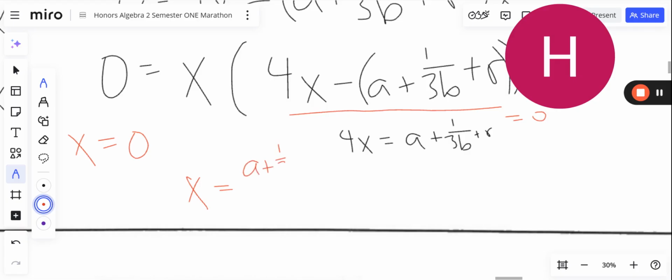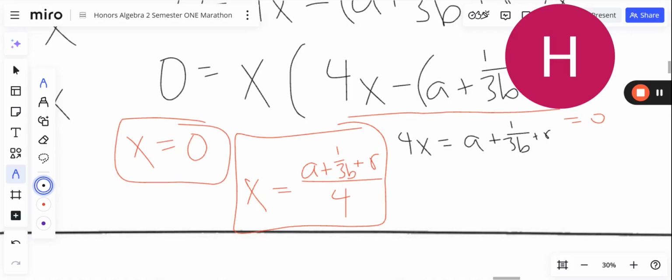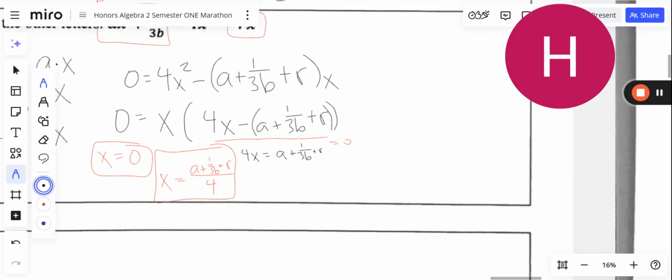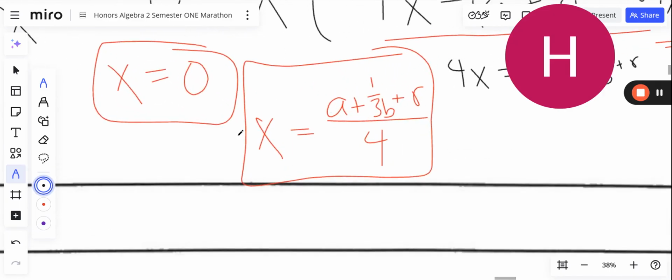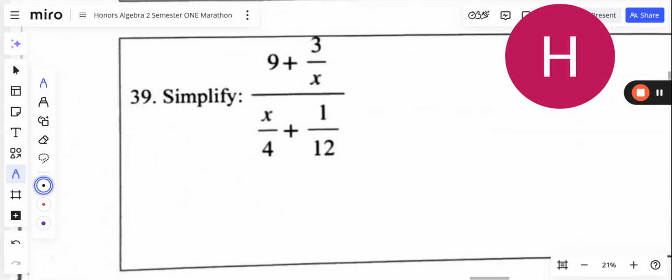I'm not going to worry about getting the fractions to look nice. I don't mind that there's a fraction on top of a fraction over 4. And x equals 0, that's also a solution. A less complicated solution. This one's a little more complicated of a solution. All right, let's keep it going.